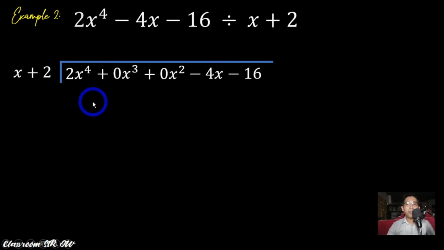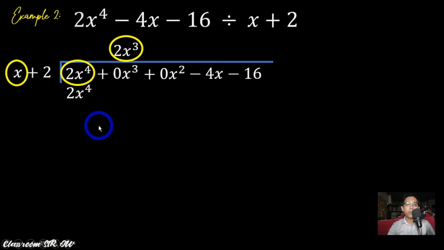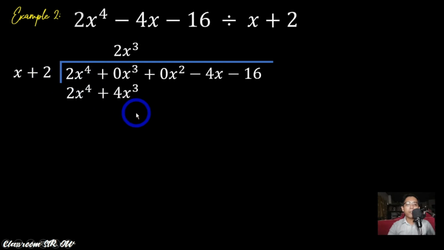So the first step is we will divide 2x to the power of 4 divided by x. Of course, that is 2x cubed. And after that, we will multiply 2x cubed by x. And 2x cubed times x is 2x to the power of 4. And 2x cubed times 2 is positive 4x cubed. Again, if you notice, I align the terms with the same exponent. That is very important to take note.